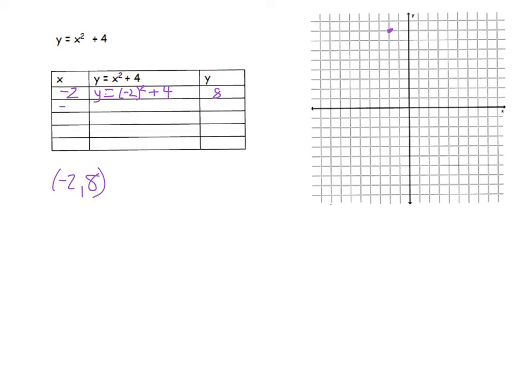All right, I'm going to go with negative 1 next. When I put that negative 1 in for x, I'm going to use parentheses again. Negative 1 squared is negative 1 times negative 1, which is 1, plus 4 is 5. So my next point is (-1, 5). (-1, 5) is plotted 1, 2, 3, 4, 5 right here.